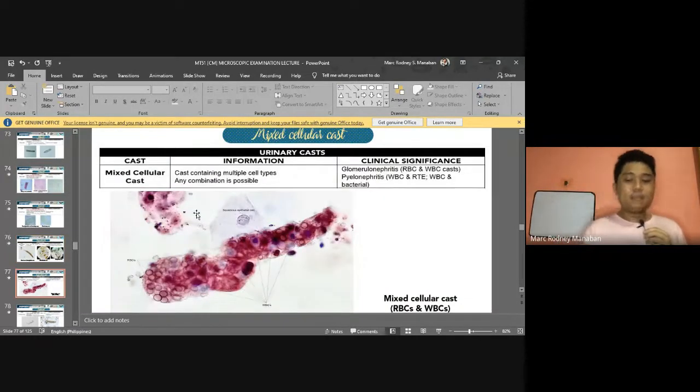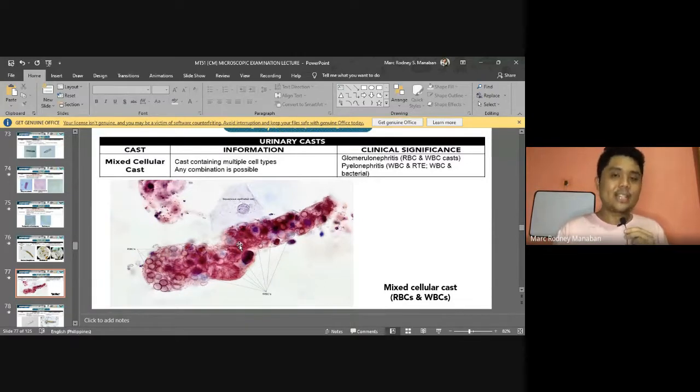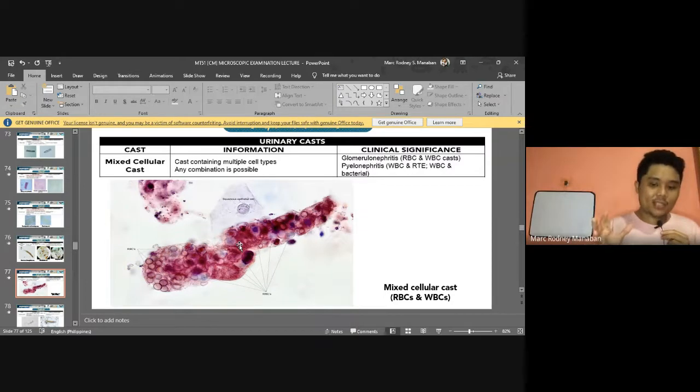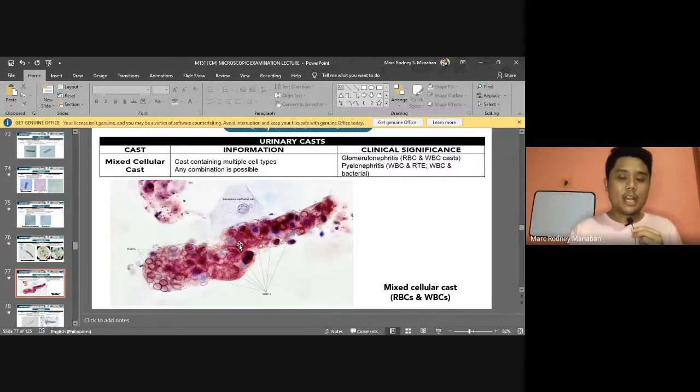Next, it can also be mixed cellular. So it's possible that the cast contains two types of cells. Most common is RBC and WBC in one cast, and in pyelonephritis, you have WBC and RTE cells or WBCs and bacteria. So how do you report that? Of course, you look at the cell that is predominant and significant to the disease. For example, for glomerulonephritis, the most significant or predominant is your RBCs. So although it is a mixed cellular cast, you have to report it as RBC cast.